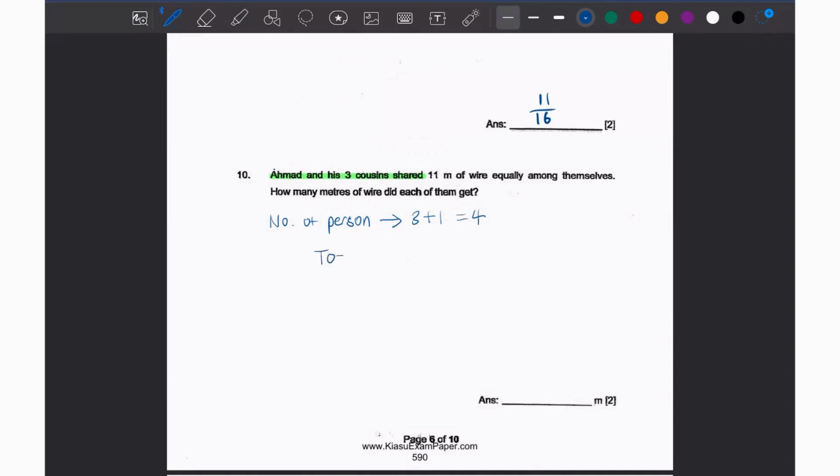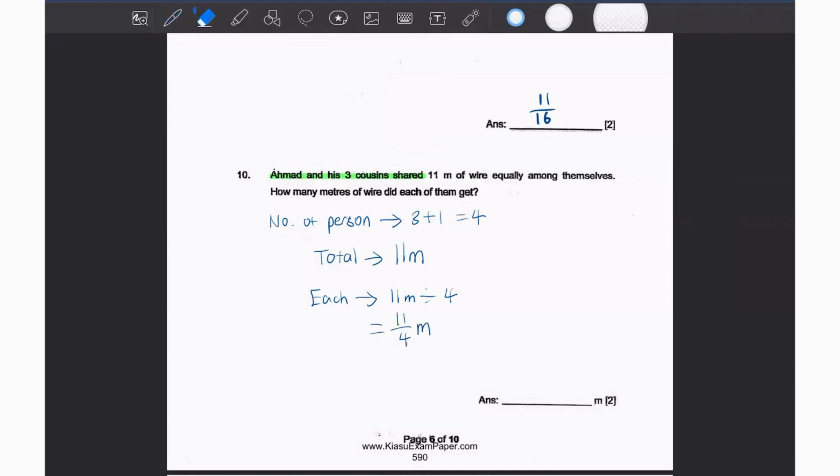So in total, there are 4 of them who are receiving the wire. We are given the total length of the wire is 11 meters. So we want to find how many meters each of them got. How much will each get? It's just your total, which is 11 meters, divided by how many persons you have, which is 4. So 11 divided by 4 is actually just 11 over 4 meters. Okay, this is an improper fraction, so you do not give an improper fraction. Essentially, here you will get 2 and 3/4 meters. So your answer is 2 and 3/4 meters. That's for question 10.